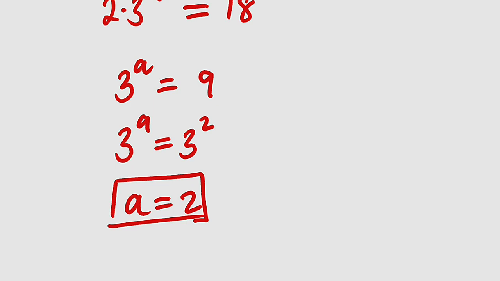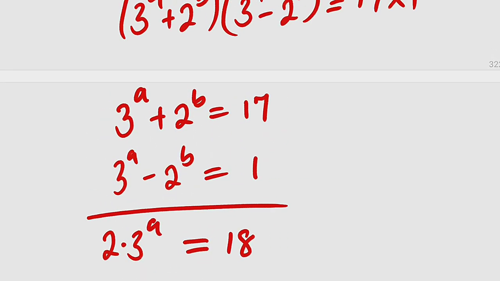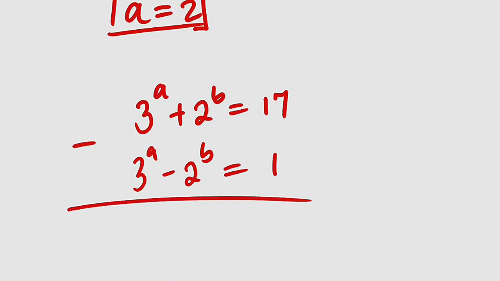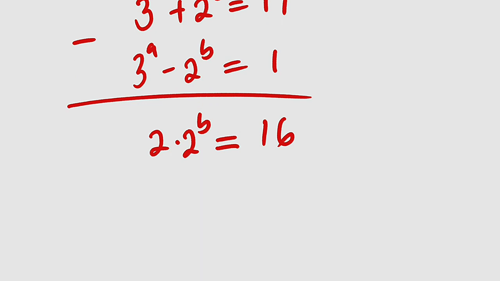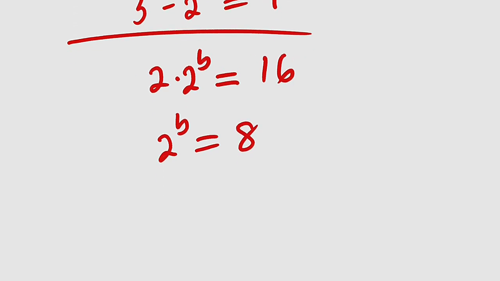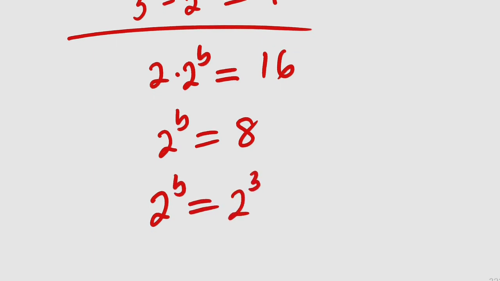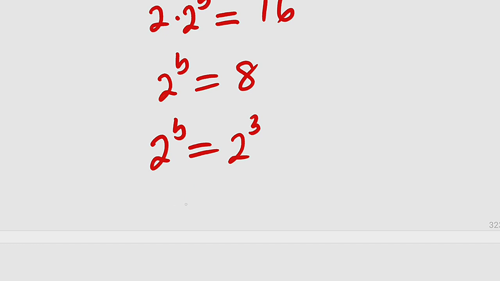So we have gotten the value of a. Let's go back to that system of equations. This time around, I would like to subtract. If you subtract these two equations, this minus this will give us 0, and this minus this will give us 2 of 2^b, and this is equal to 17 minus 1, which is 16. Divide both sides by 2, you have 2^b equal to 16 divided by 2, which is 8. But 8 can be expressed as 2³. So 2^b is equal to 2³. The bases are the same, which implies that the exponents are also the same. So b equals 3.